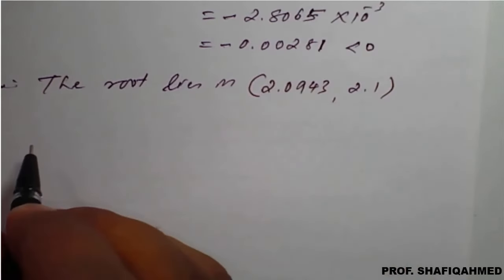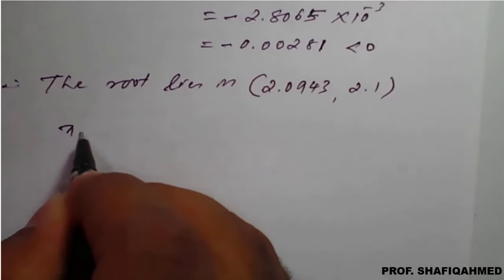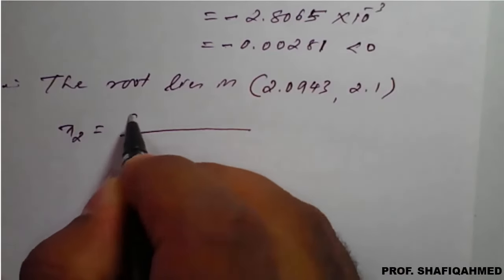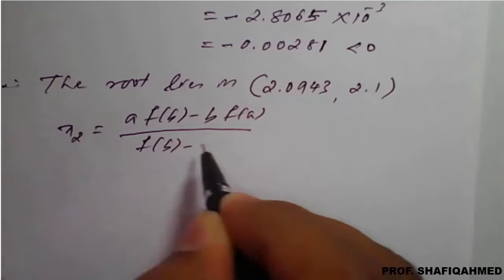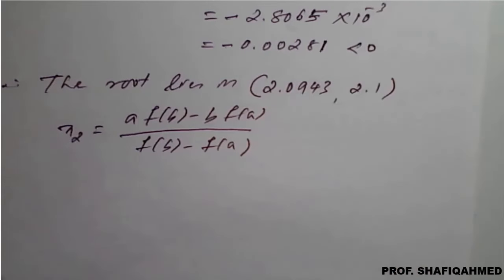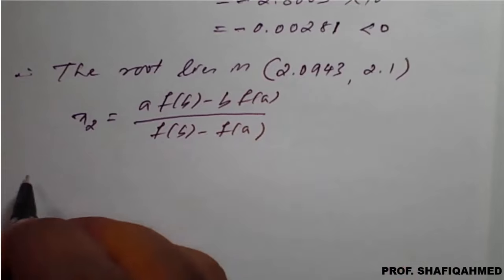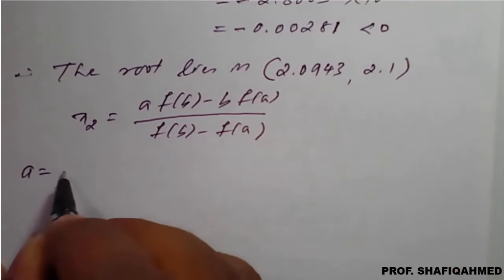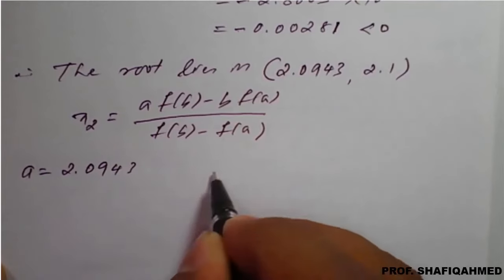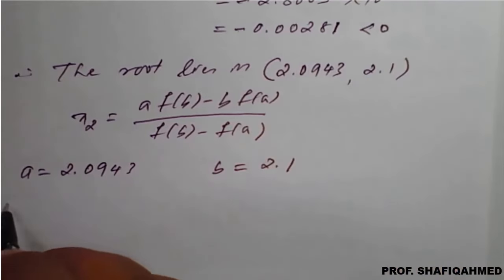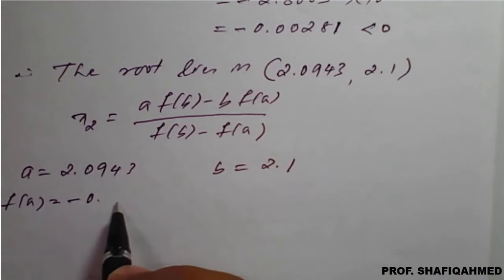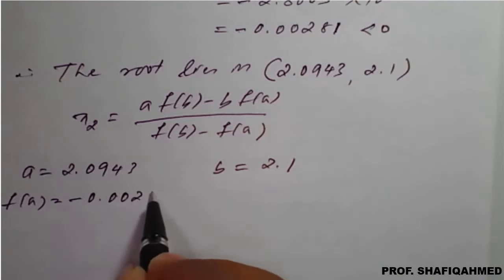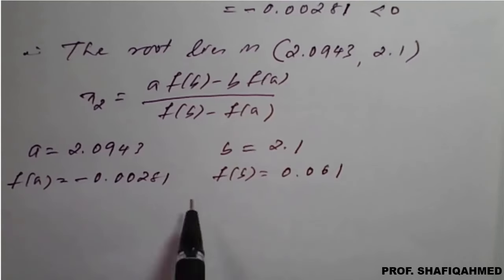So therefore to get x2, the formula will be the same formula, that is a f of b minus b f of a divided by f of b minus f of a. So here the value of a is 2.0943, the value of b is 2.1, and the value of f of a, what we got, is minus 0.00281, and the f of b value is 0.061 as it is. So the same values we need to apply.